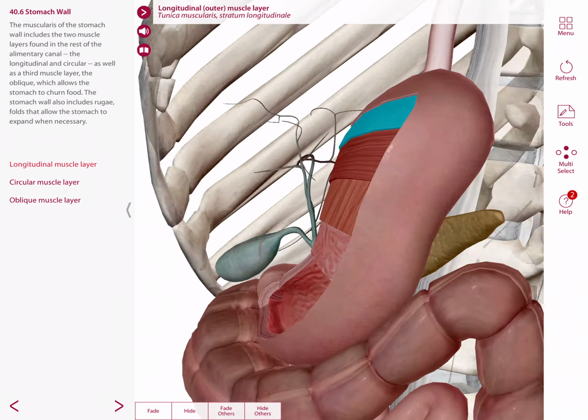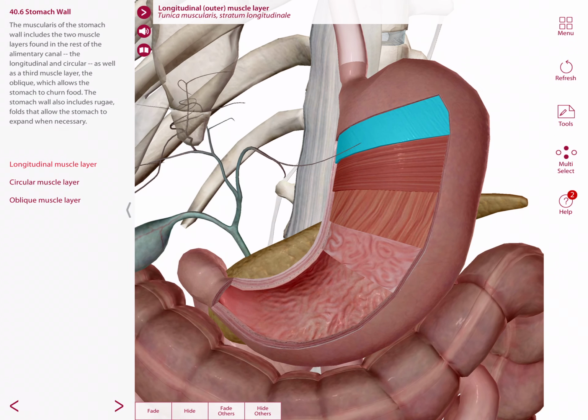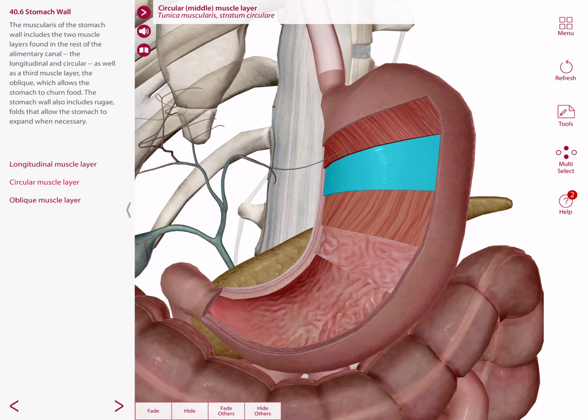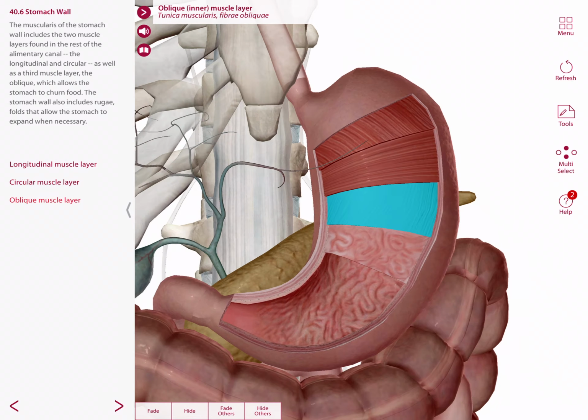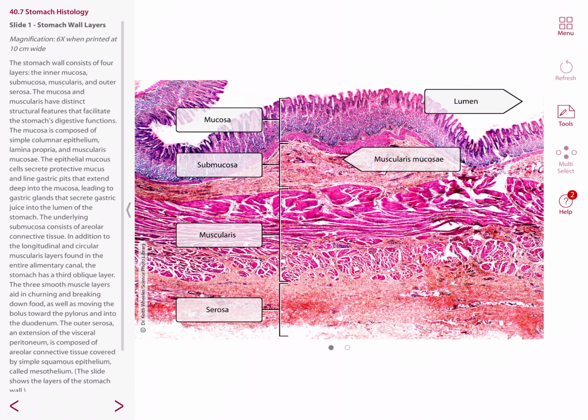Now we've got a 3D model. So we're looking at the front of this person, so we're looking at the anterior, there's longitudinal, circular, and oblique. Again, those rugae, those folds in there, allow the stomach to expand as you eat, and here is a histology slide. Same layers, but we have that one additional layer in the muscularis layer.